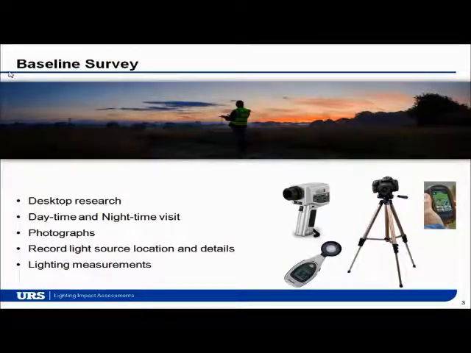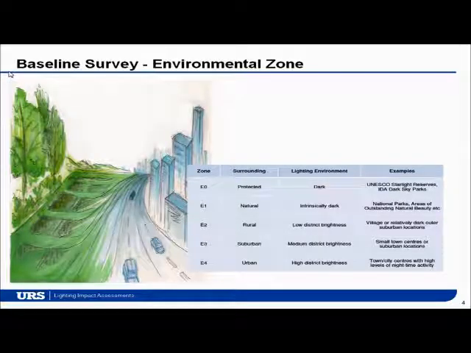Okay, an important part of the lighting impact assessment is the baseline survey. This helps us build up a picture of the baseline. We can look at where the sensitive areas are, topography of the land. We take photographs and do a daytime and a nighttime visit. We record light source, location, details, and take some lighting measurements of both illuminance and sometimes luminance depending on the situation. This helps to inform the environmental zone, which we sometimes need to make an assumption, and possibly zones may overlap within a site development area.